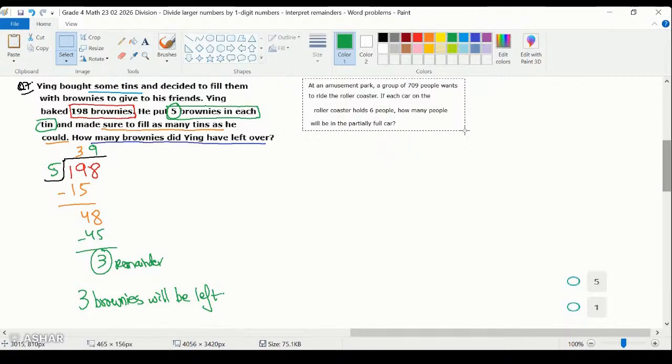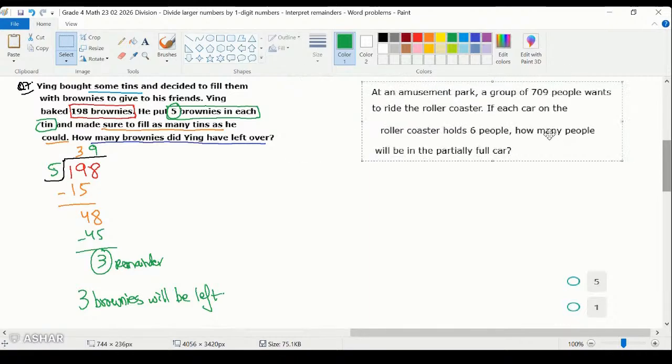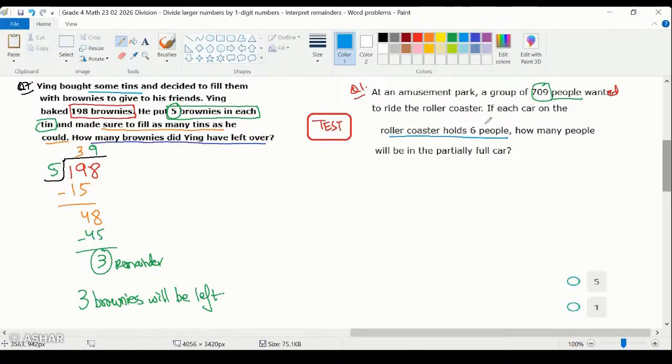At an amusement park, 709 people wanted to ride a roller coaster. Wanted, question number 1 from the test. So what should be the answer? Thank you, Adeboy. There were 709 people. If each car on the roller coaster holds 6 people, so what we can do is 709 is to be divided by 6.